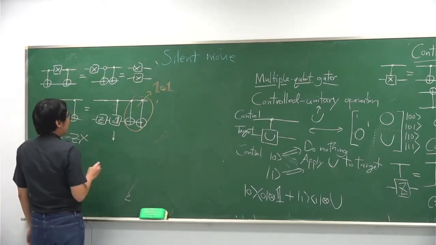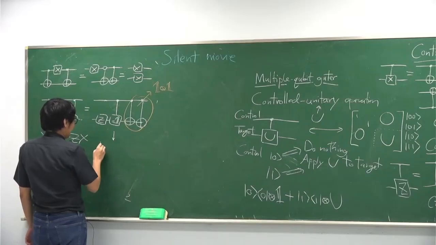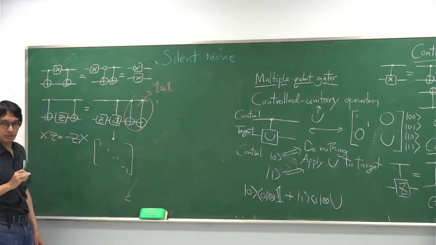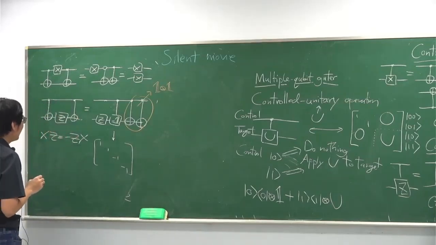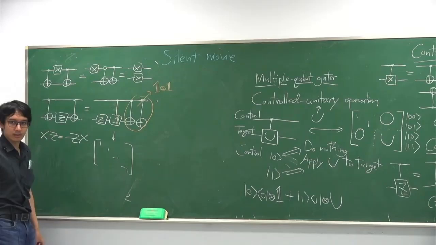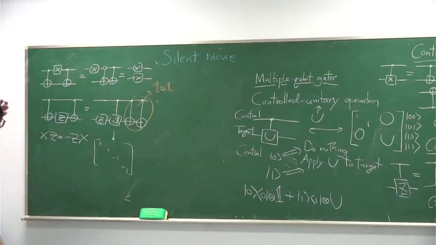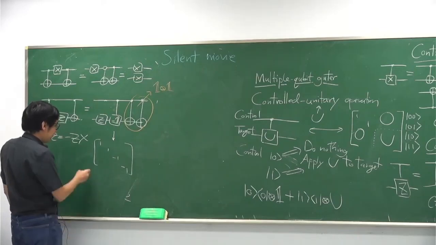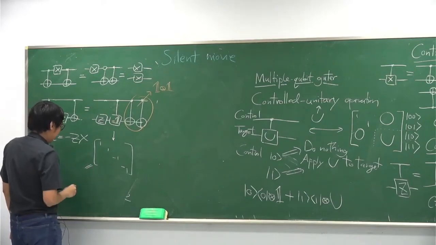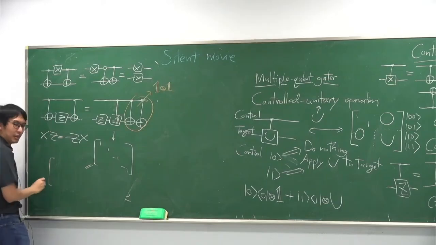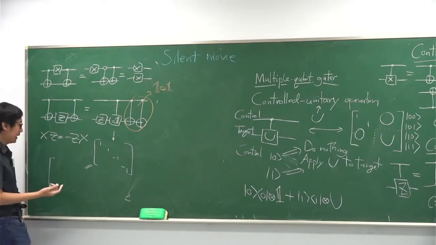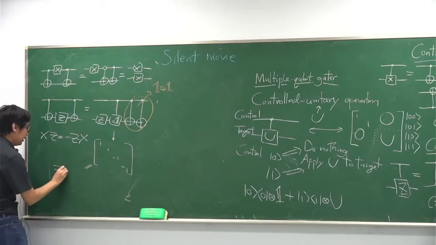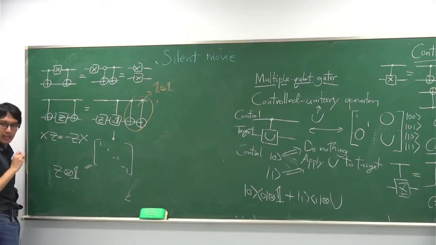So what is this guy? It is just doing nothing and then applying the phase here when the control qubit is 1. Here you may recognize this as... when I forgot to talk about the Kronecker product. But this is... yeah.